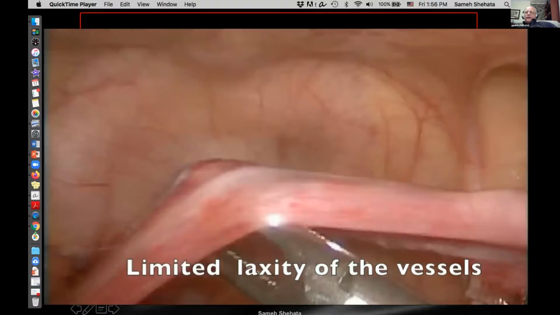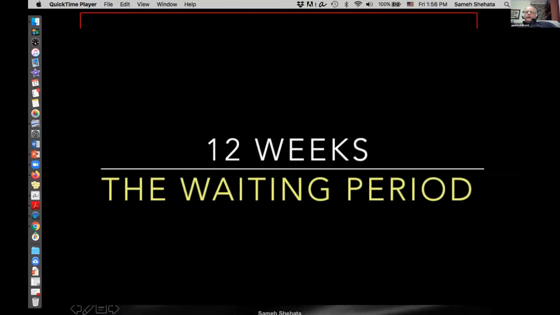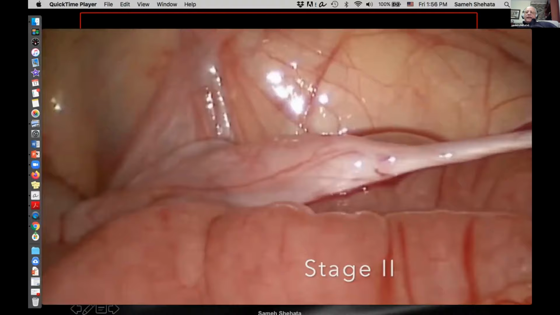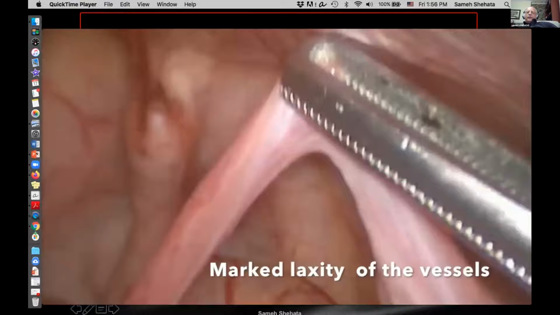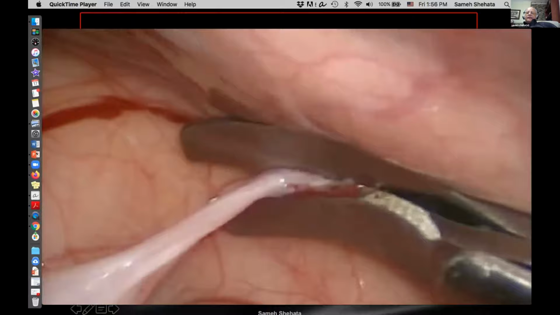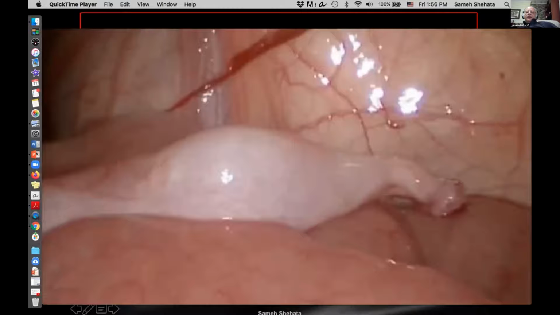This is very important. After the 12 weeks waiting period, look at the difference in the laxity of the vessels now. There is a remarkable difference. Now you can see the vessels going all the way to the top of the abdominal wall, at least 6 to 8 centimeters gaining length. You cut the fixing point very easily in 1 second, and then you are going to bring the testis down.